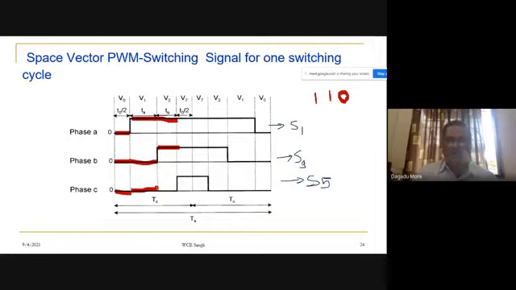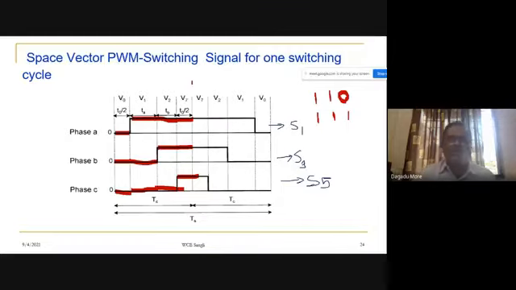So S5 is off. Now V7, what is the meaning of V7? V7 means 1 1 1, meaning all three upper devices are on. So here we have seen that S1 is on, then S3 is on, and then S5 is on. Once you compute this, then we apply V7.